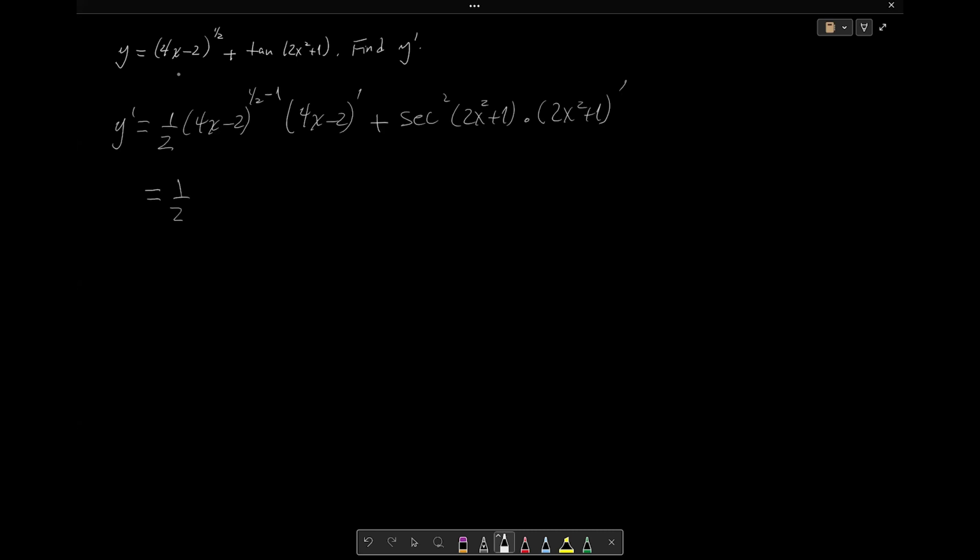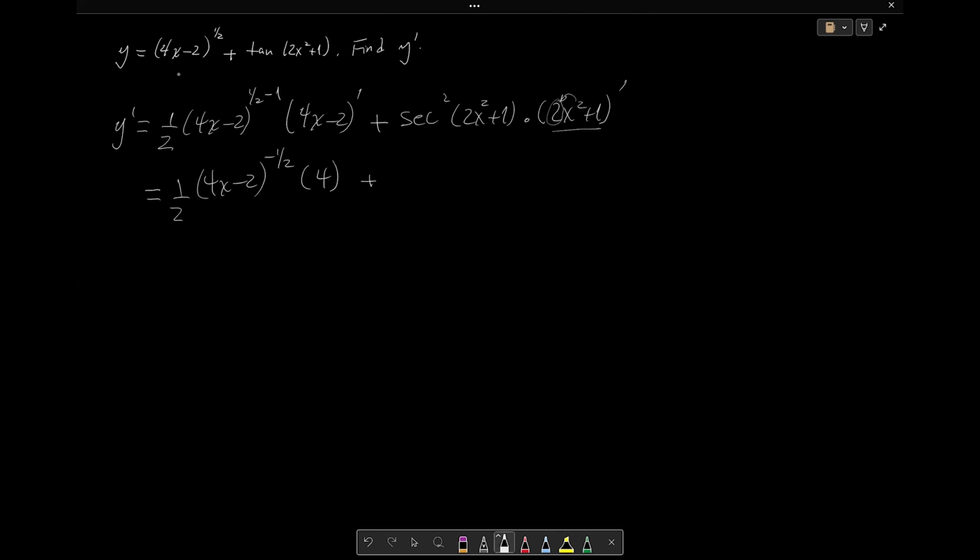So this is 1/2 times 4x minus 2 to the negative half. Derivative of 4x minus 2 is 4. Again, straight line with a slope of 4. Plus, let me do this first. Derivative of 2x squared plus 1. There's a 2 there. It comes along, and I drop the 2. 2 times 2 is 4.